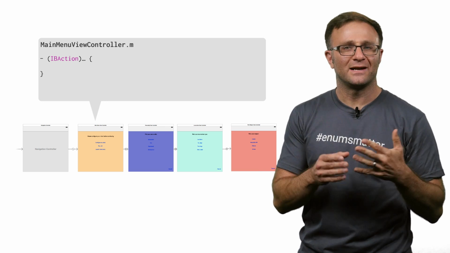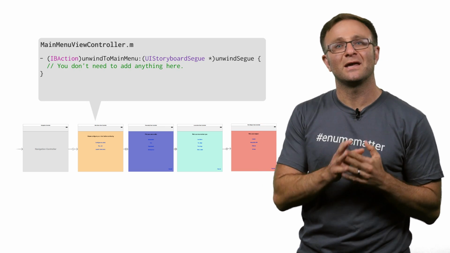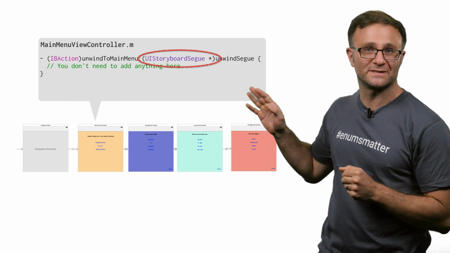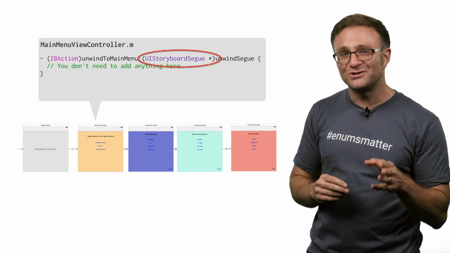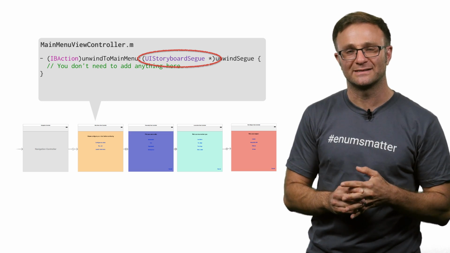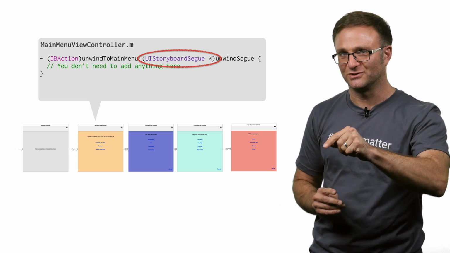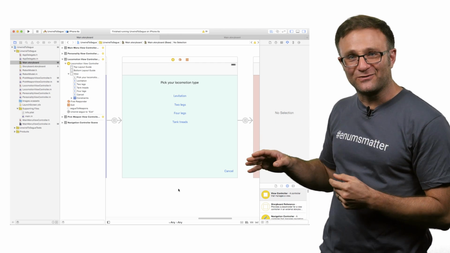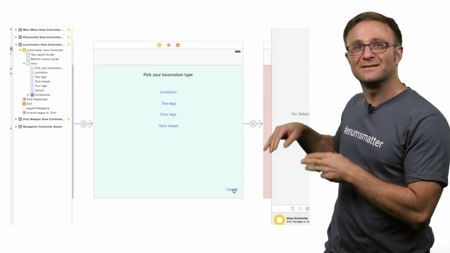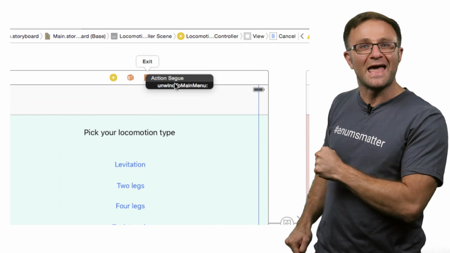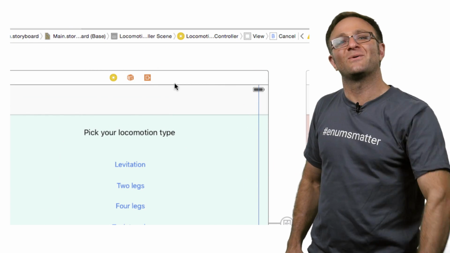In this example, I'll create a method called unwindToMainMenu in my main menu view controller. And you'll notice that I'm passing in a UIStoryboardSegue as an argument. Now you have to do this or else Interface Builder won't know that this is a destination for your unwind segues. It also comes in handy later, as you'll soon see. So once I have that in my view controller, I can go back to Interface Builder, control drag from my button to this exit icon here in my view controller, select the method I just created, there it is, and voila, I have created an unwind segue.